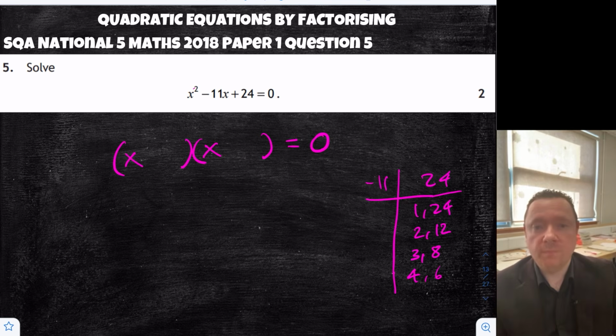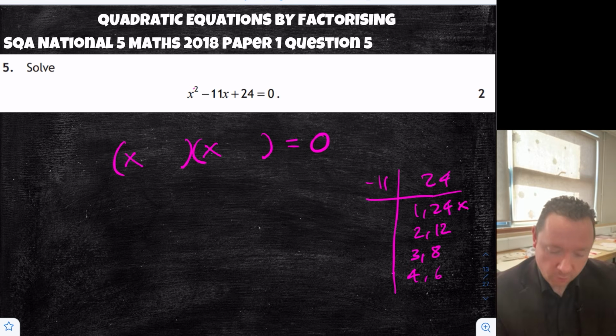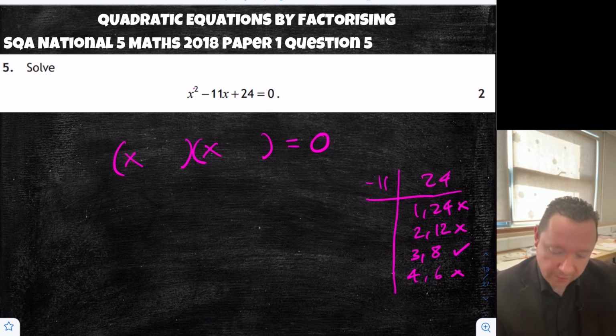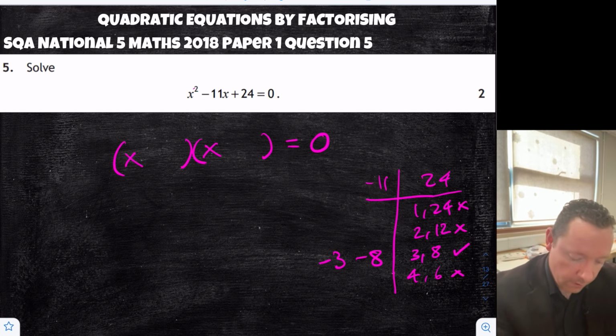And you're looking for those pairs, can I add or take away to make 11? Well, I clearly can't do that with 24 and 1. Can I do it with 12 and 2? No, can't do it. Can I do it with 3 and 8? Well, 3 plus 8 is 11, so yes, I'm going to be able to do it. And can I do it with 4 and 6? Nope. So how do I do it with 3 and 8 to make -11? Well, I need -3 and -8 to make -11. And just double check at the end. -3 times -8 is 24. So I've done it right.